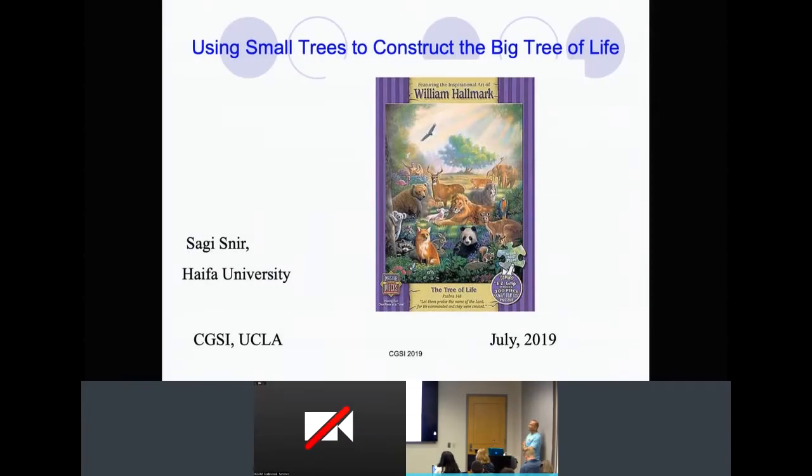I was asked to give a tutorial talk on things in phylogenetics, and this is sort of my regular talk here, although not necessarily, but I'll even add some recent interesting results that arose here in the first short course last week. So the title is Using Small Trees to Construct the Big Tree of Life.